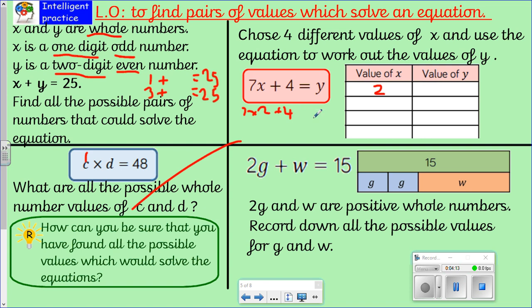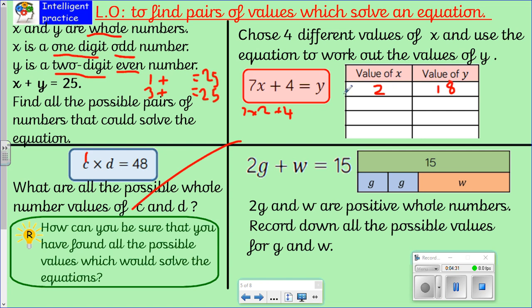So, even on a Thursday morning, I should be able to do this. 7 times 2 is 14. Add 4 is 18. So 7 times by x, which is 2, is 14. Add 4 is 18. I've done one example.